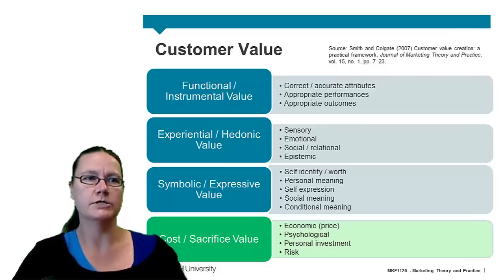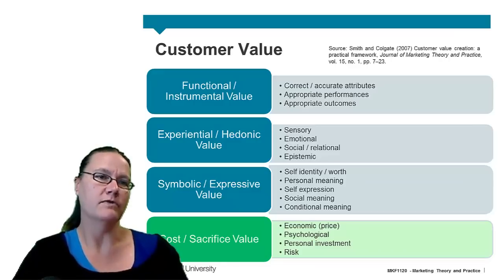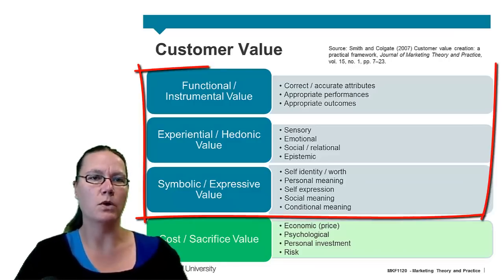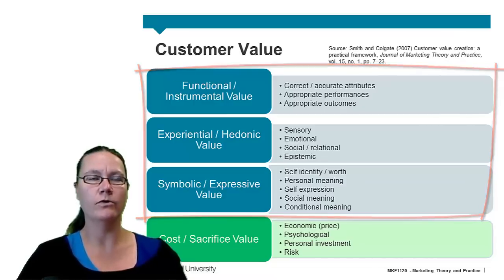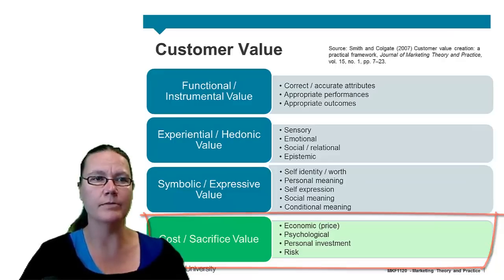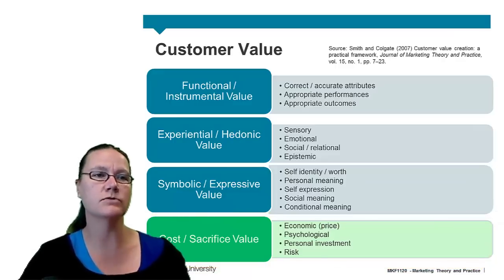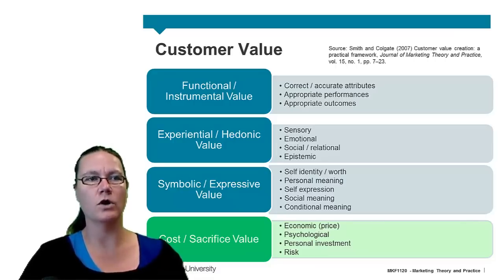The model that we're going to use to understand value is one by Smith and Colgate, and you have these readings and you really do need to read this article. It's going to underpin everything that we do in this unit and these lessons. So we're going to look at customer value. The first three blue boxes refer to benefits and categories of benefits. The fourth green box refers to costs, the things that we give up. So there's three categories of benefits that we might experience and one grouping of costs.